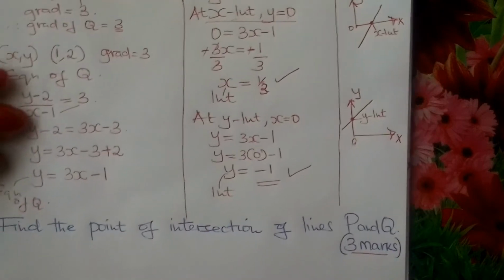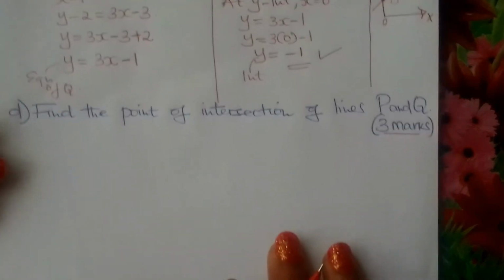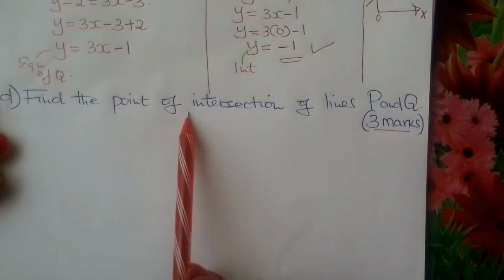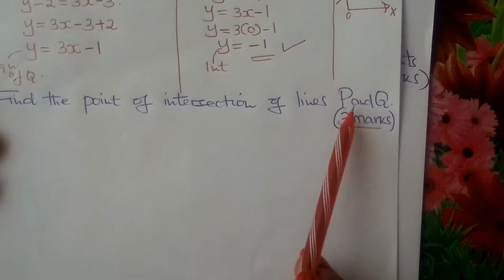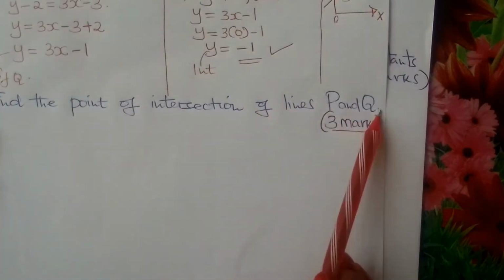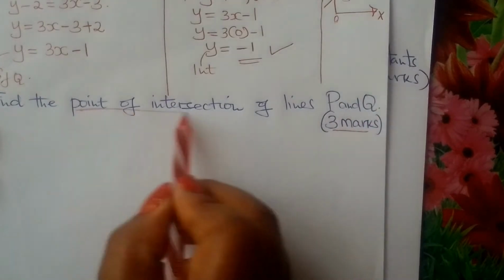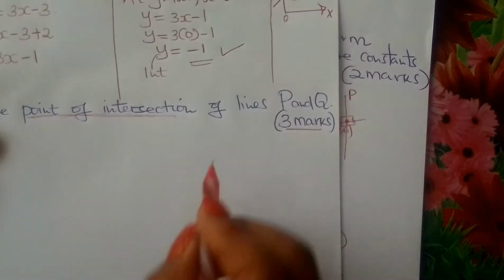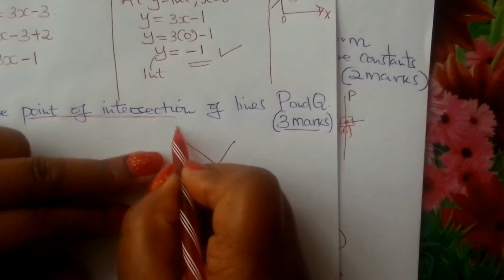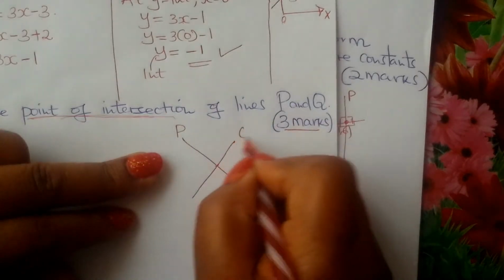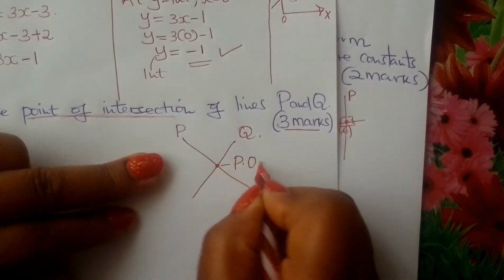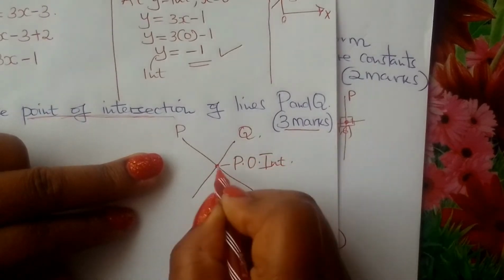So we go to D, learner. What are you told? The last part of the question. Find the point of intersection of lines P and Q. If you are told to find the point of intersection, it means you find the point where they are meeting. If this is line P, learner, and this is line Q, where the two meet, this is what we call the point of intersection.